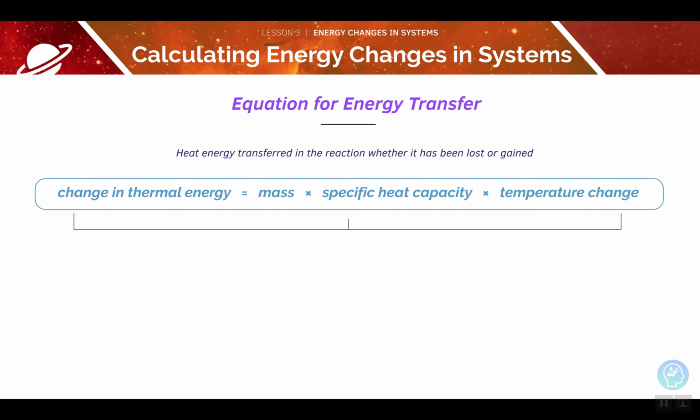The equation is change in thermal energy is equal to the mass times the specific heat capacity times the temperature change. The short form, shown here, is acceptable to use in AQA exams, as long as you know what everything stands for.